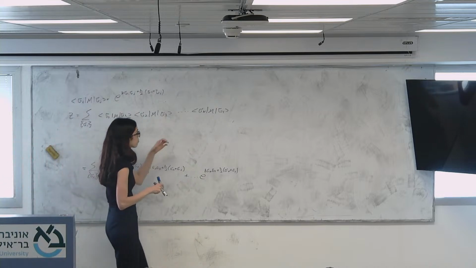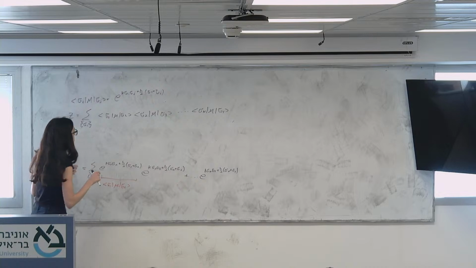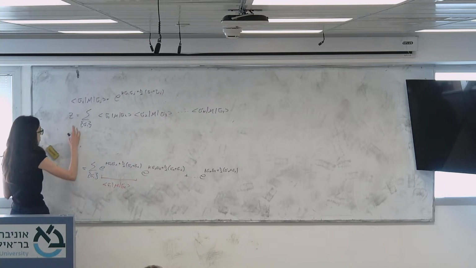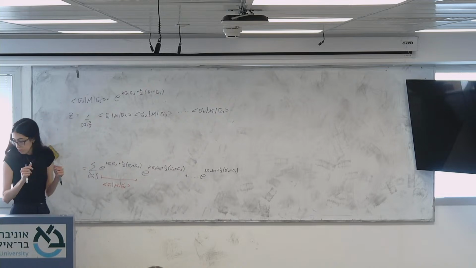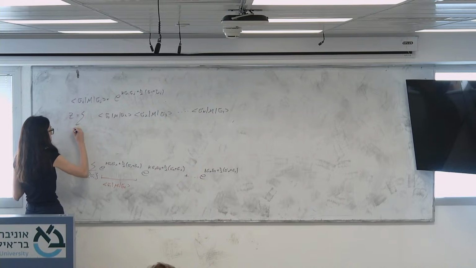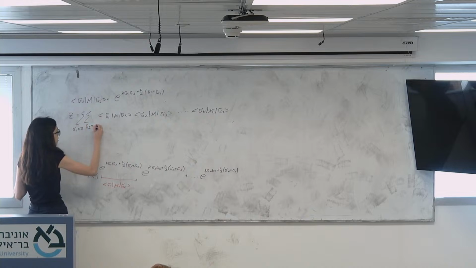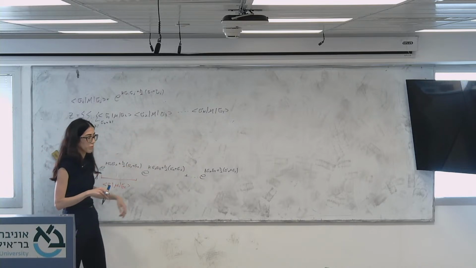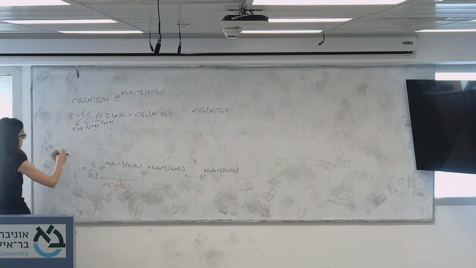Now we want to simplify that. So the definition where we sum over all the possible options for sigma I means that I have a sum over sigma 1 equal plus minus 1 and sigma 2 equal plus minus 1 until sigma n equal plus minus 1. So I sum over all the possible options for each sigma I.